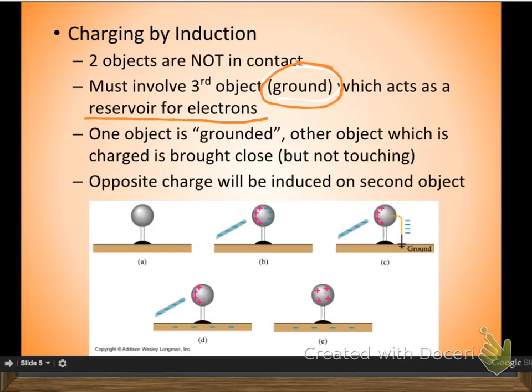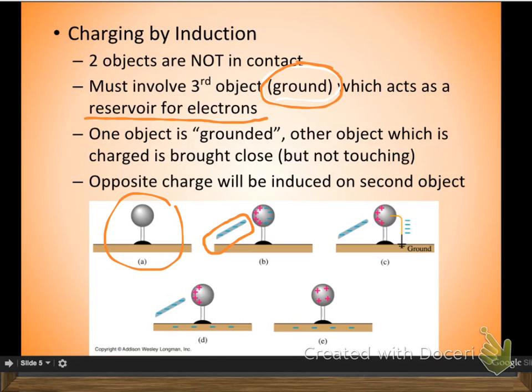So when you charge by induction, here we have an uncharged object. If we take a negatively charged object and stick it near that uncharged object, you're going to get an area of partial charge. What we show here, and this is the typical one shown in your book, is all the little positives line up on one side and all the little negatives line up on the other side.